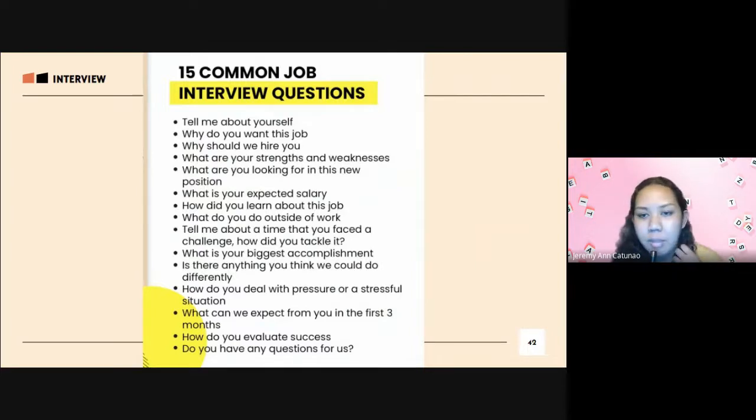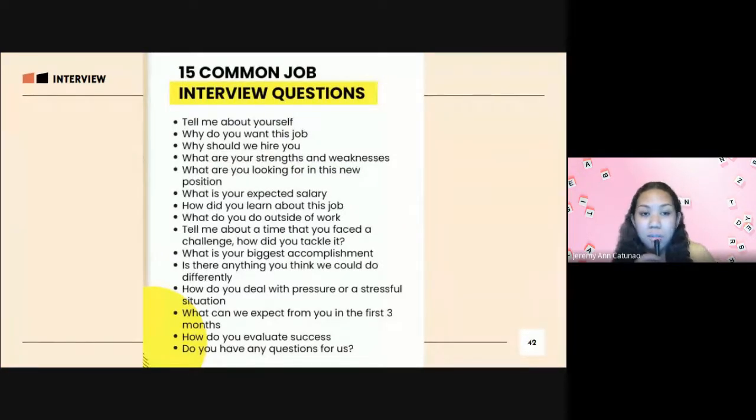But the target here is so that they can hear you speak, they can hear you communicate, they could learn more about you, know how you handle stress, how you handle pressure, how you apply your problem solving skills in certain issues. It depends. But here are the common interview questions that they have. So usually when they ask you to tell them about yourself, or why do you want this job, they want to hear from you.